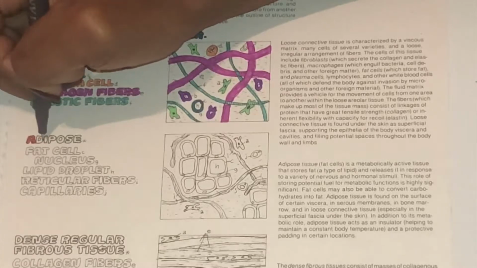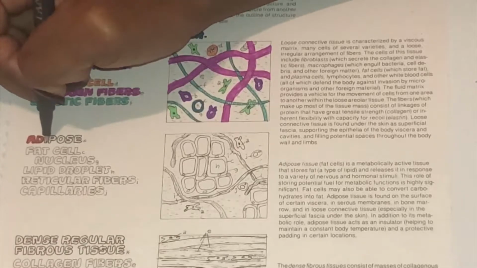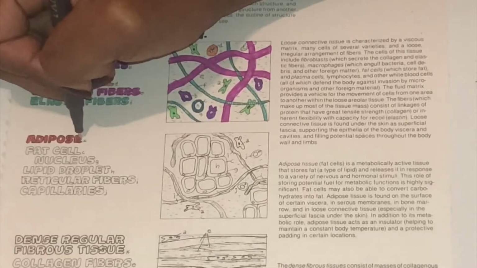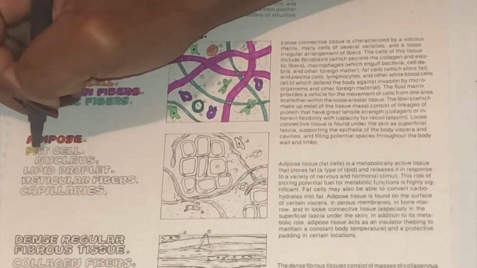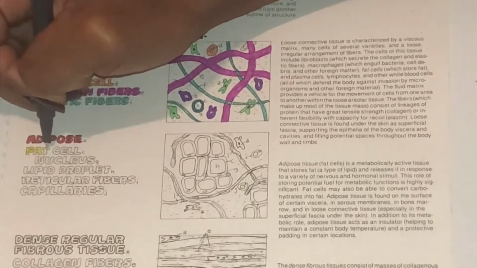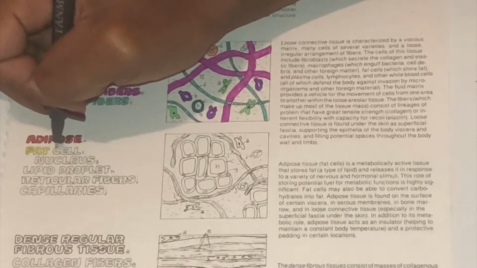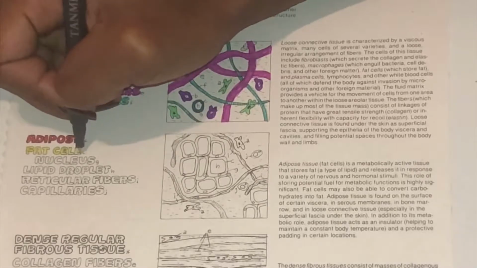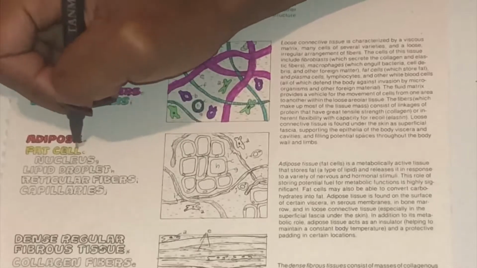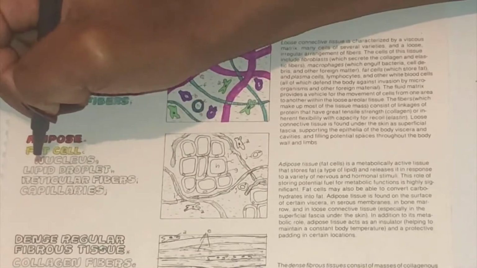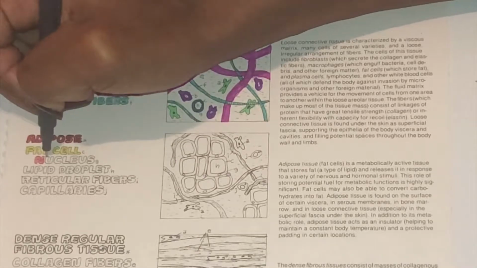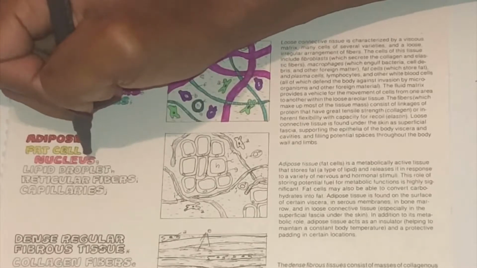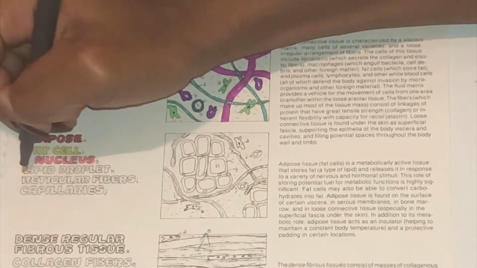The fluid matrix provides a vehicle for the movement of cells from one area to another within the loose areolar tissue. The fibers, which make up most of the tissue's mass, consist of linkages of protein that have great tensile strength, collagen, or inherent flexibility with capacity for recoil, elastin. Loose connective tissue is found under the skin as superficial fascia, supporting the epithelia of the body's viscera and cavities, and filling potential spaces throughout the body wall and limbs.